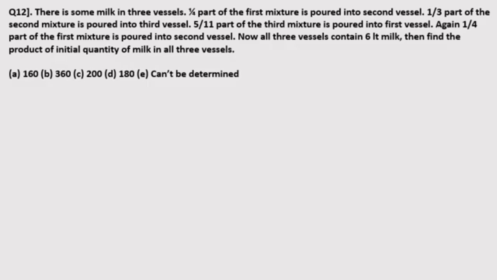Now all 3 vessels contain 6 liters. Okay, now all 3 vessels contain 6 liters of milk. Then find the product of the initial quantity of milk in all 3 vessels. Okay, now let's solve. We will solve this question by the method of backtracking.